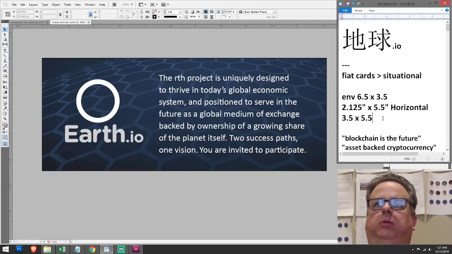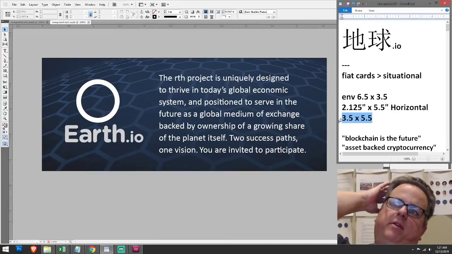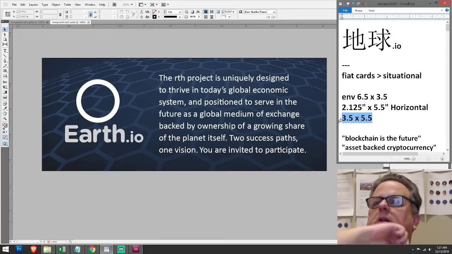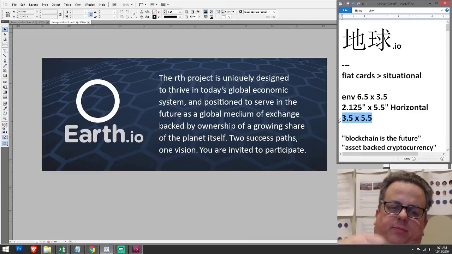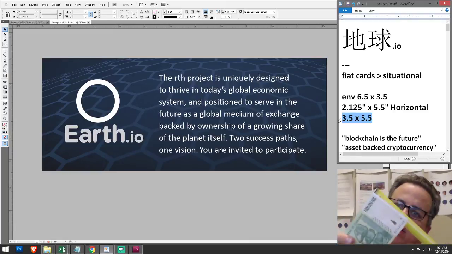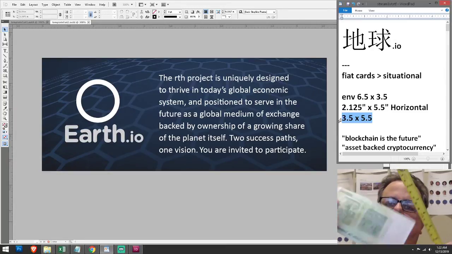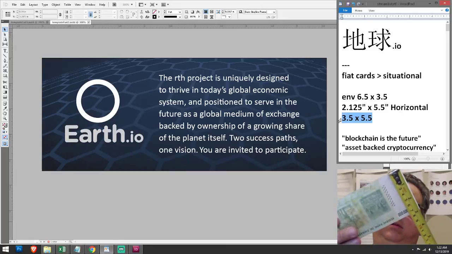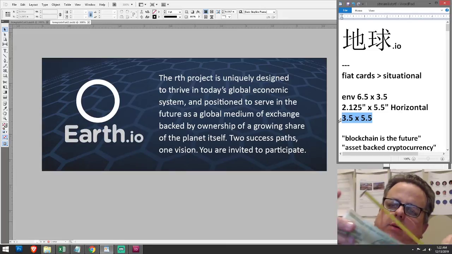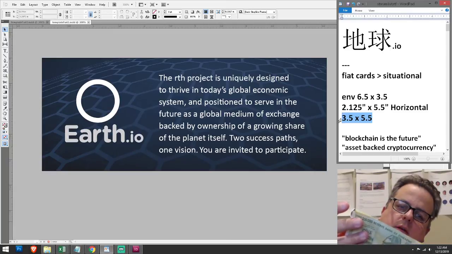And I wanted to explore perhaps, yeah, see if this is a print size 3.5 by 5.5, but it probably wouldn't fit in that envelope. What are the dimensions on this bill? It's just under 3 inches. You can see there, maybe 3 inches by about 5 3/4.